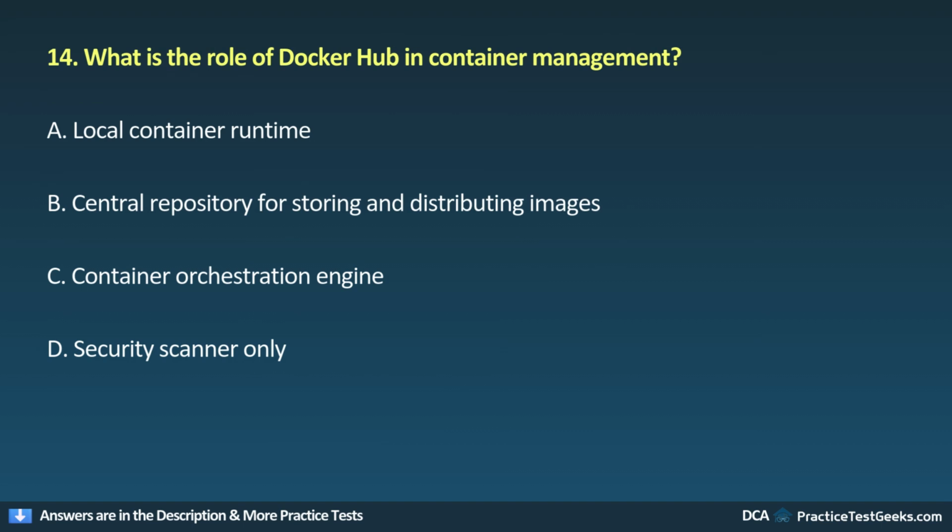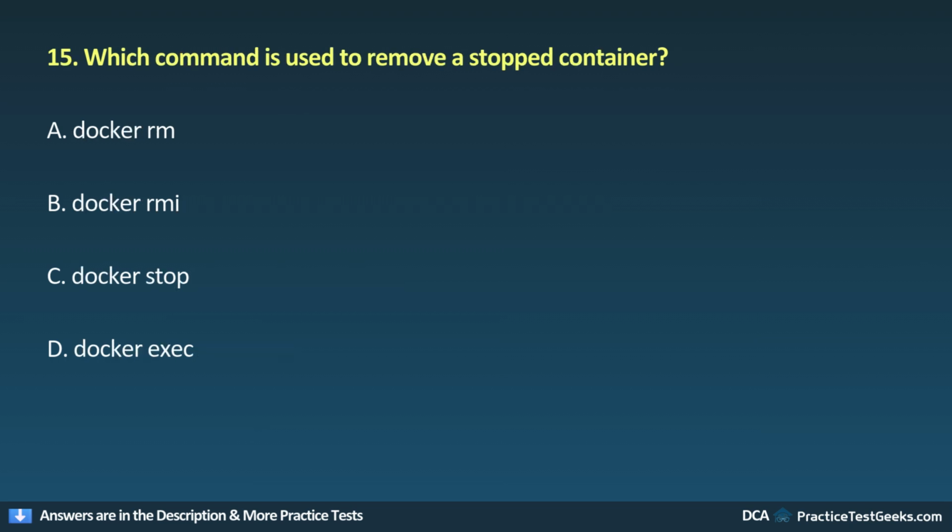14. What is the role of Docker Hub in container management? A. Local container runtime. B. Central repository for storing and distributing images. C. Container orchestration engine. D. Security scanner only.